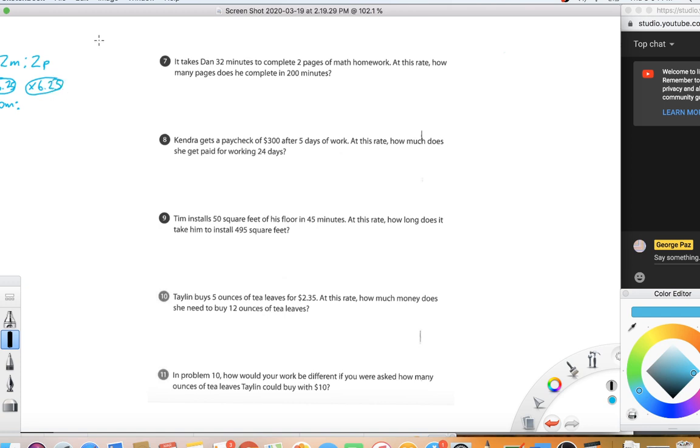For that one, 6.25 times 2, 10, carry the 1, 5, 12, 2 decimal spots, so 12.5 pages. So when you write that, we wouldn't say 12.5, we would say 12 and a half pages.